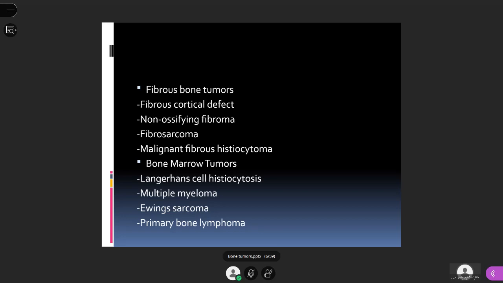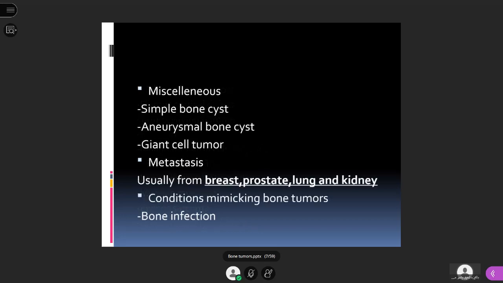Now then come the bone marrow tumors, the tumors which originated in the bone marrow. These tumors include Langerhans cell histiocytosis, multiple myeloma, Ewing sarcoma, and primary bone lymphoma. Then there are some miscellaneous ones which don't fit into the above categories. The examples include simple bone cyst, aneurysmal bone cyst, and giant cell tumor. Then the next category is metastasis, the secondaries. Usually the metastases come from breast, prostate, lung, and kidney tumors.